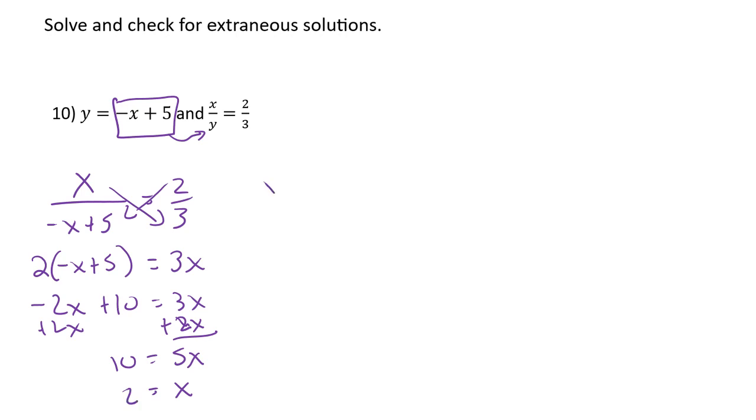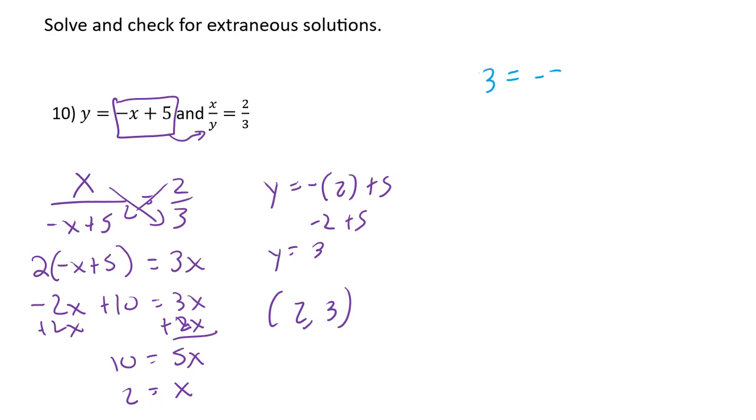Plug it in to find the y. So we have negative 2 plus 5, the y is 3. So our point of intersection is (2, 3). Going to check for the extraneous, going to plug it in. We got 3 equals negative, and then we plug in the 2, plus 5, that's 3 equals 3, makes sense. 2 over 3 equals 2 over 3, makes sense. Solution.